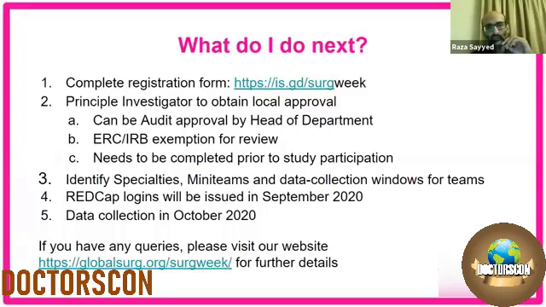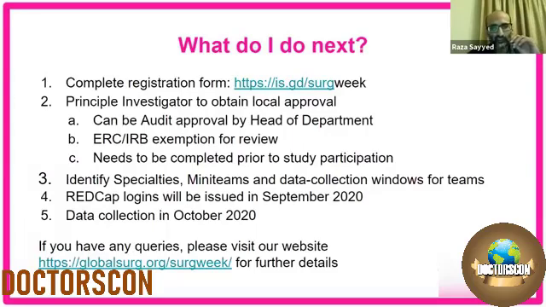an audit approval by the head of department, or if there is an ERC or IRB, which are Ethics Review Committee or Institutional Review Board, then you can apply for an exemption from review because it does not involve any direct interaction with the patient. And this has to be completed prior to the study, and we have almost more than a month to achieve this.